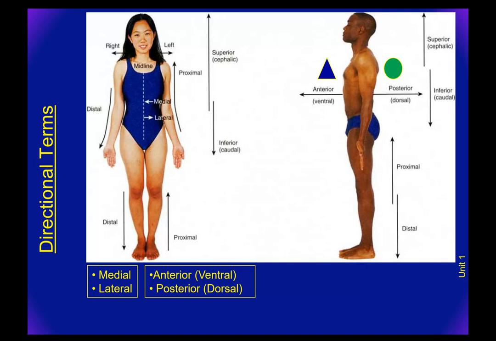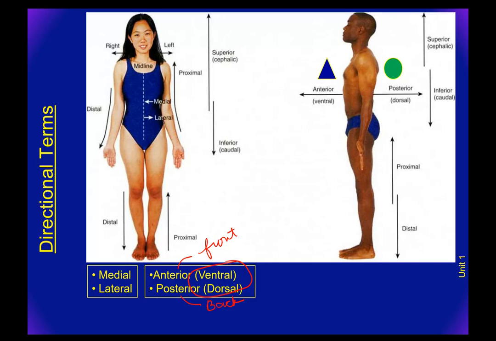Now, anterior and posterior. Anterior means toward the front. Posterior means toward the back. Two terms that you will hear kind of used interchangeably with this are ventral and dorsal. But on a human, ventral and dorsal would mean toward the front and toward the back.